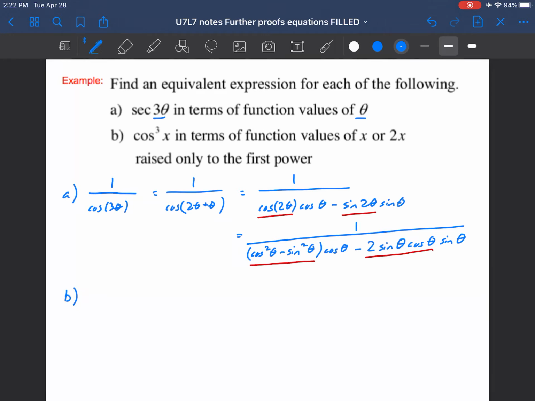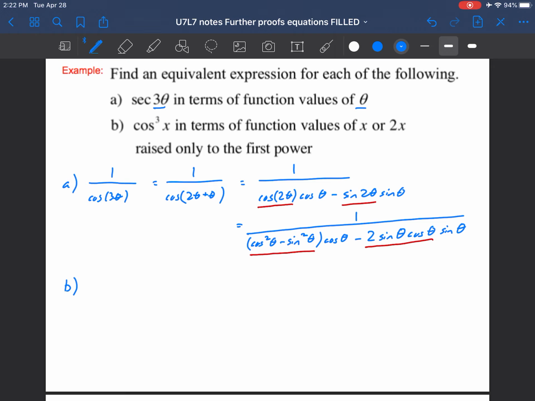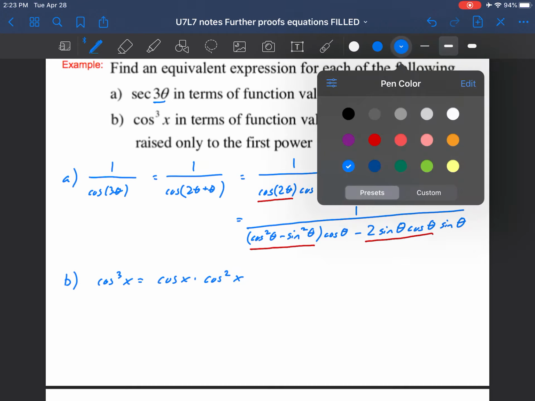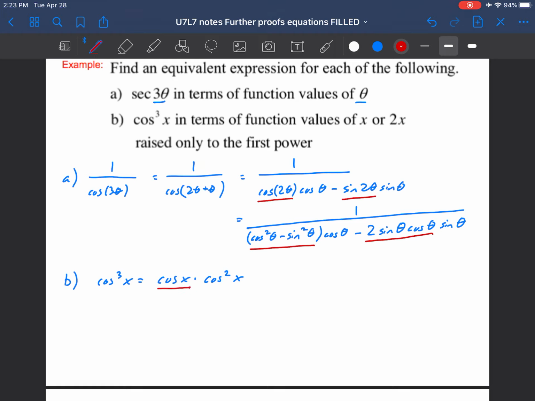And then for part B, cosine cubed in terms of function values of x or 2x raised only to the first power. Okay, so cosine cubed x, well, that's really equal to cosine x times cosine squared x. So now already this part's okay, right? That's good. But we can't have cosine squared.